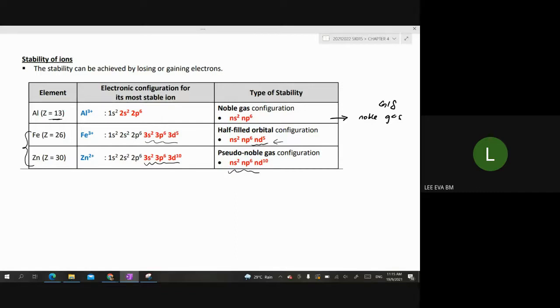Remember the three types of ion stability. The most common one is the noble gas configuration, and we will use the noble gas one quite often.